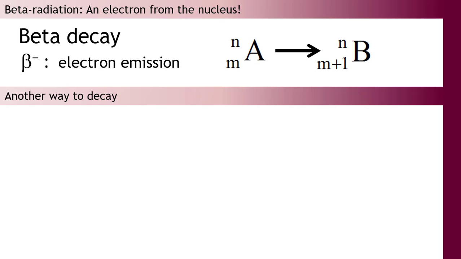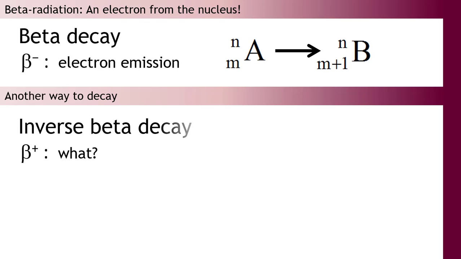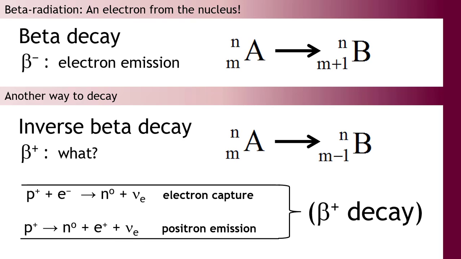Now before we move on, I need to introduce another process. Sometimes a nuclide will undergo a decay where its mass stays constant, but the atomic number decreases by 1 unit. This seems to be the opposite of beta emission, so we'll call it inverse beta decay. What on earth is going on? Actually, there are 2 separate processes that can occur that give this result, and so we refer to them both collectively as inverse beta decay.